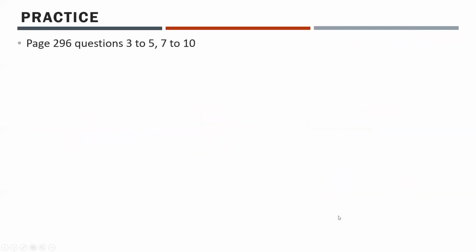So we're done. For practice, I want you to do page 296, questions 3 to 5 and 7 to 10. This is essential. Please make sure you're doing these questions. Please make sure you're checking your answers at the back of the book because this will be an essential skill for tomorrow's lesson where we're actually going to prove identities. And proving identities isn't much different than what we've done today.